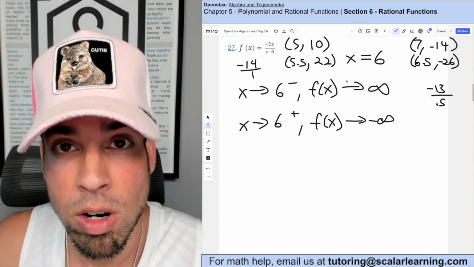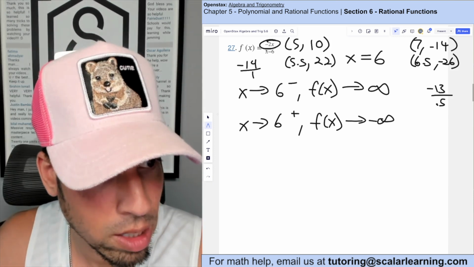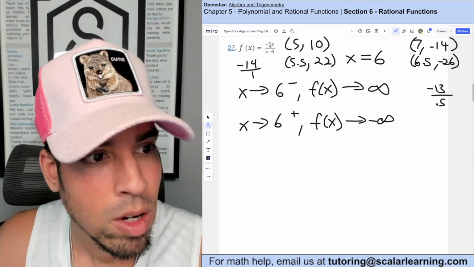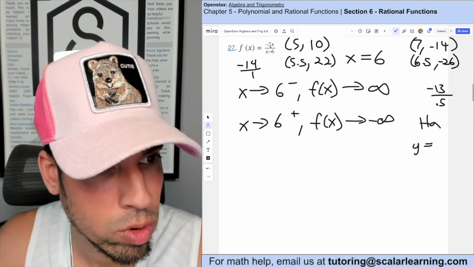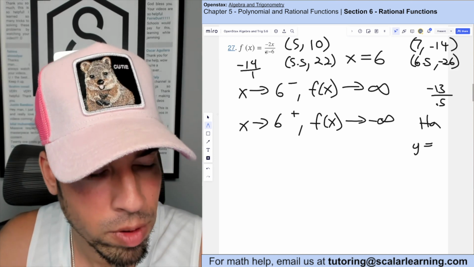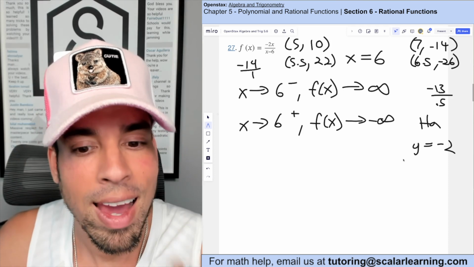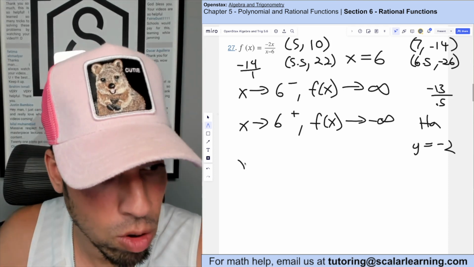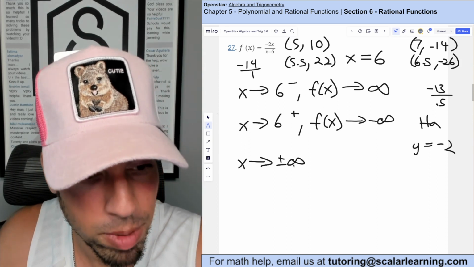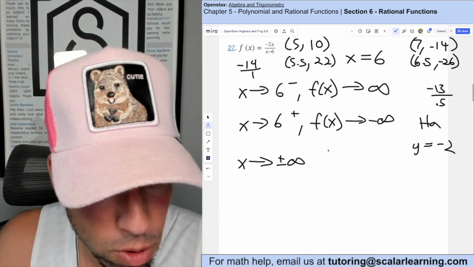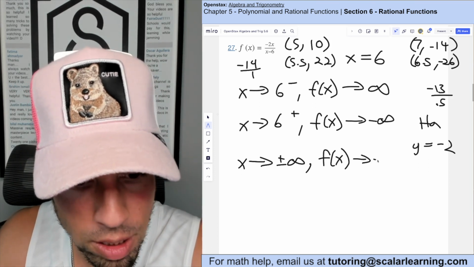Last but not least, when we look at our end behavior, we're really talking about the horizontal asymptote. And since the degree on top and bottom is the same, the horizontal asymptote is y equals the ratio of the numerator over the denominator coefficient. So negative 2 over 1, which is negative 2. And since that's a horizontal asymptote, that is also the end behavior as x approaches positive and negative infinity, meaning as we go really far to the right and really far to the left of the graph, the function value in both cases is approaching negative 2.